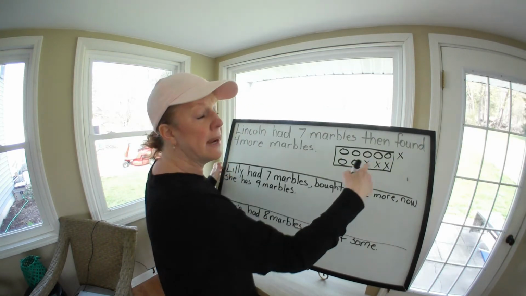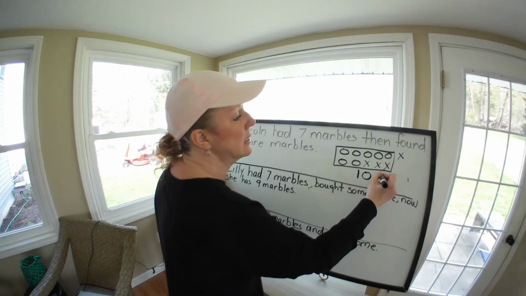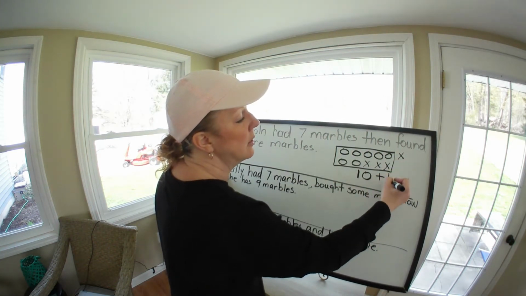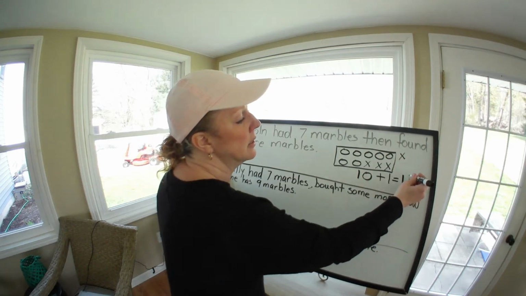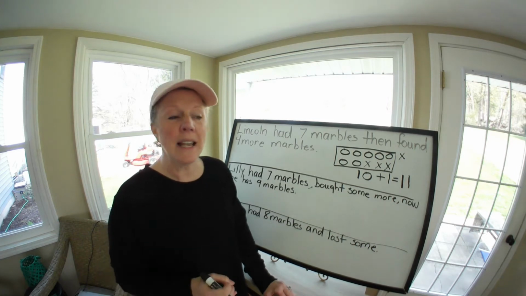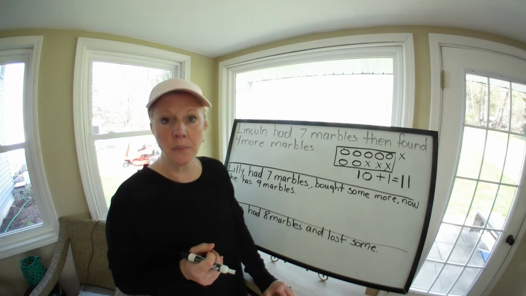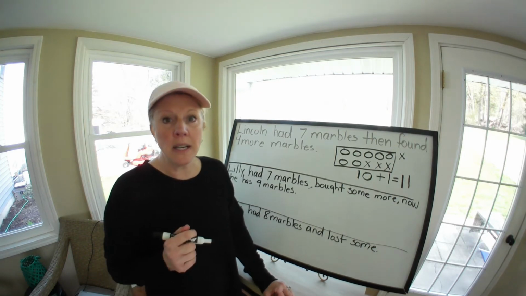So you'll notice that my 10 frame is full. So I know I have 10 inside the 10 frame, and then I have 1 on the outside. 10 plus 1 more is, you guessed it, 11. So Lincoln has 11 marbles. That one's a pretty easy one to solve, right? Let's see if we can do the next one.